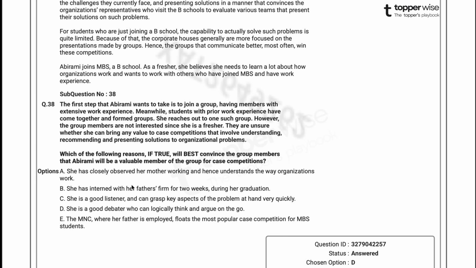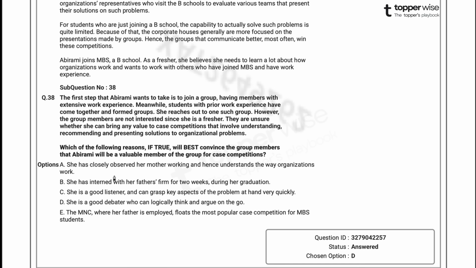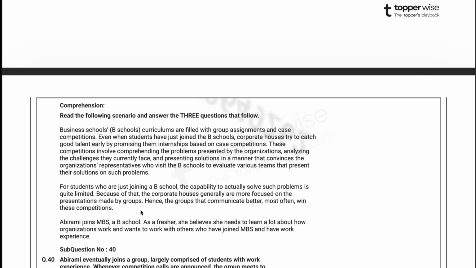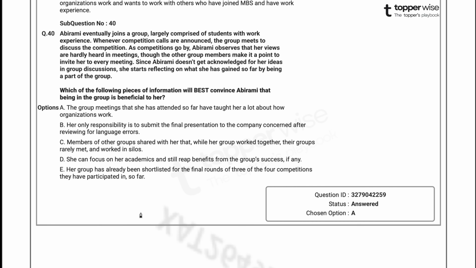Moving to 38. For question number 38, option D is correct here. Moving to question number 39. For question number 39, option B will be the correct answer. Moving to question number 40. For question number 40, option A is correct here.